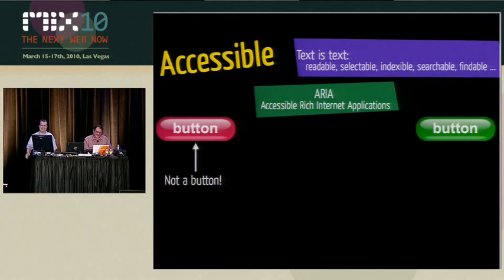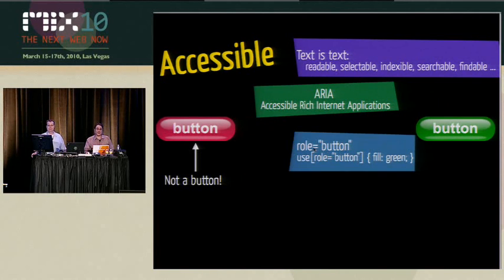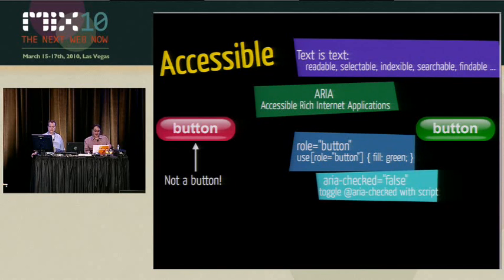Close. I thought somebody was going to say one's red and one's green. You guys are lame. This one is not a button because it doesn't have this attribute on it, role equals button. If you just put role equals button, suddenly accessibility APIs know that this thing is going to be a button. This works in SVG or HTML. And you can style it using CSS. These are both use elements. I just said, okay, if the role is button and it's a use element, make the fill green.